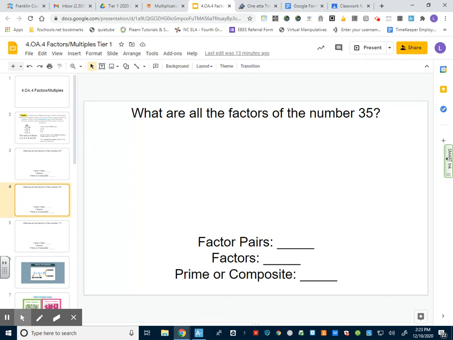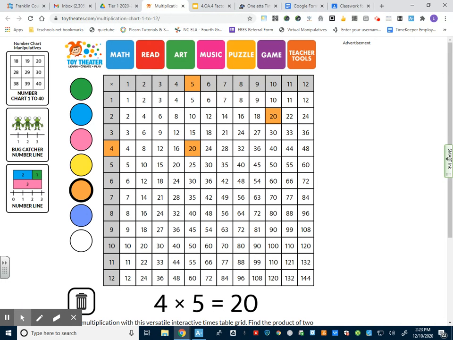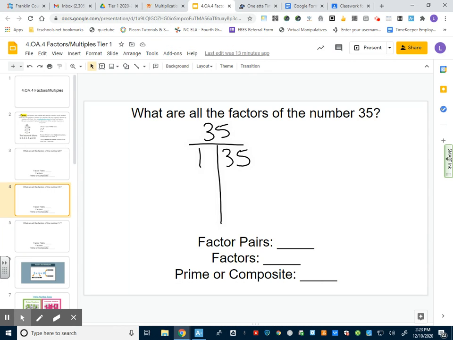Find all the factors of the number 35. So I'm going to put 35 at the top, and I'm going to start with 1 times 35. Always start with 1 in itself. Next, I'm going to think about my 2's tables. Well, all multiples of 2 are even numbers. Since 35 is an odd number, I know 2 will not be a factor of it, so there's no need to look at the chart.